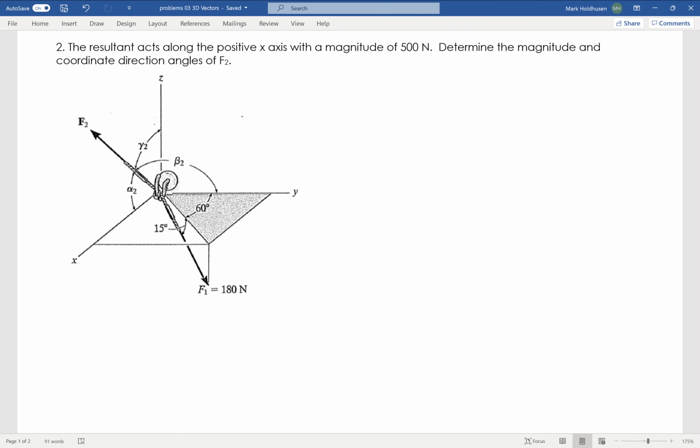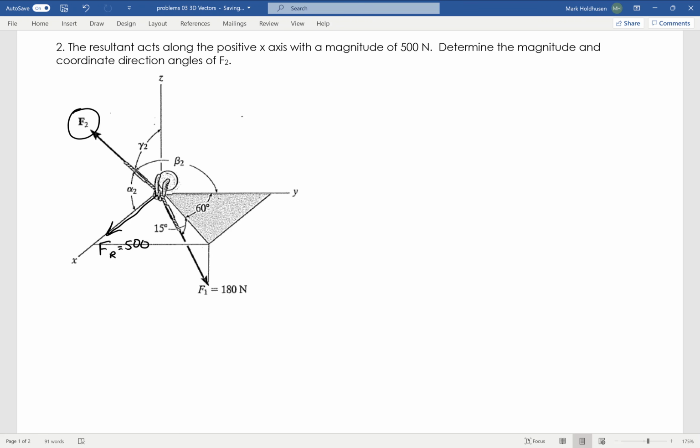Okay, I got angles here. I got a resultant force acting in the positive x direction of 500. So my resultant force is right here. Fr equals 500, right along the x-axis there. It wants me to find the magnitude and coordinate direction angles of F2 right there.